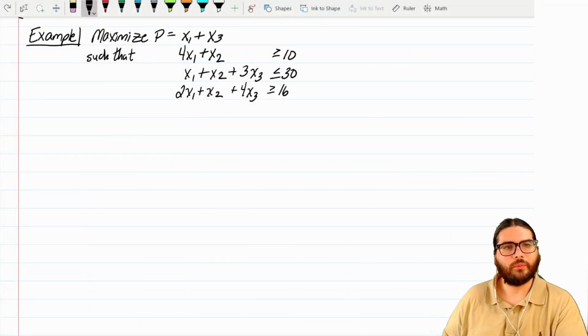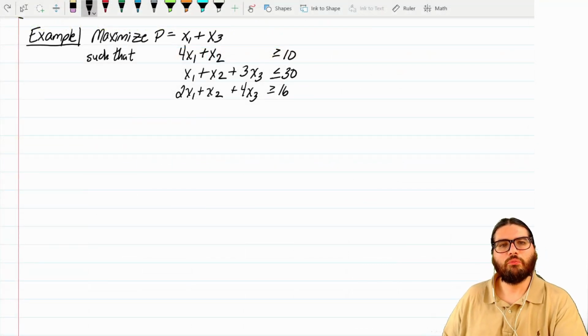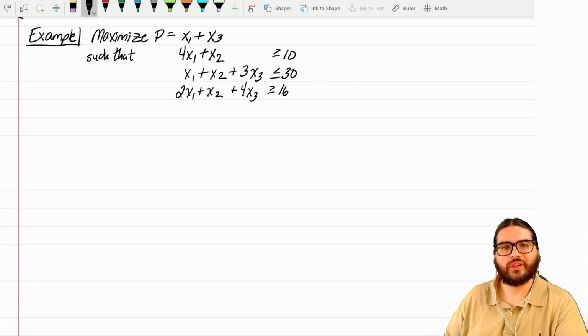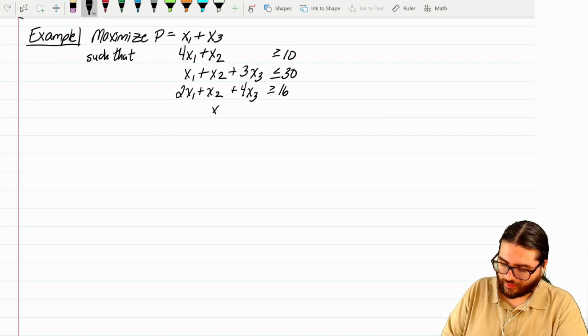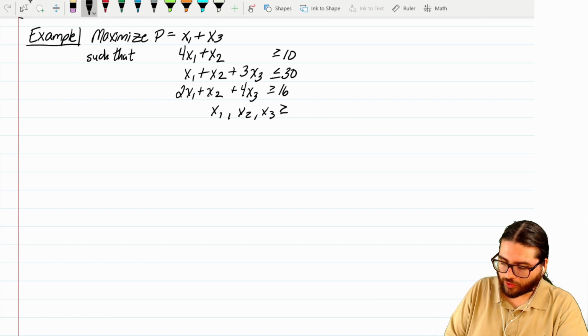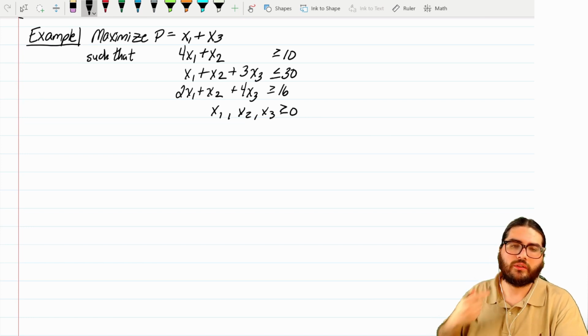All right, last example. One last problem. This one has more variables in it, though. This one has x1, x2, and x3, as well as 3 different inequalities. Again, I'm not writing the requirements. All of my variables must be positive, although it's always there.